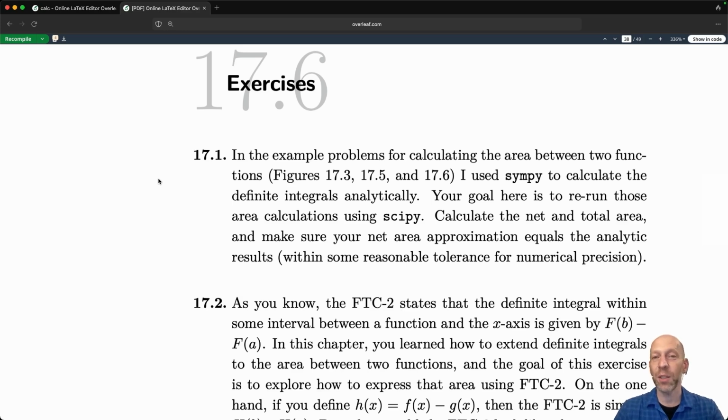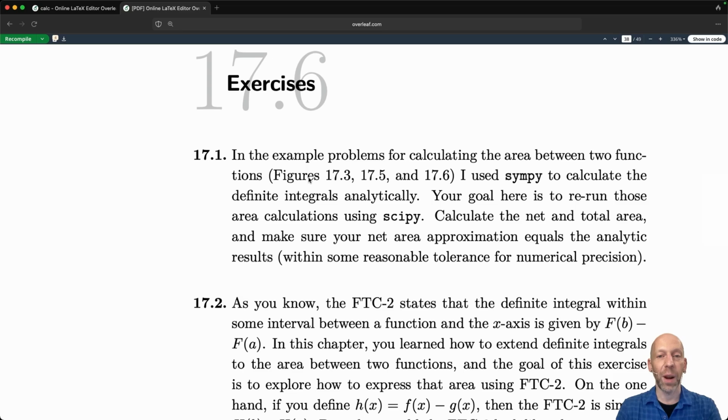This is a nice, gentle introduction to the exercises in this book because this one is not so difficult. Essentially, we are going to use SciPy to produce numerical approximations of analytically calculated areas between two functions.